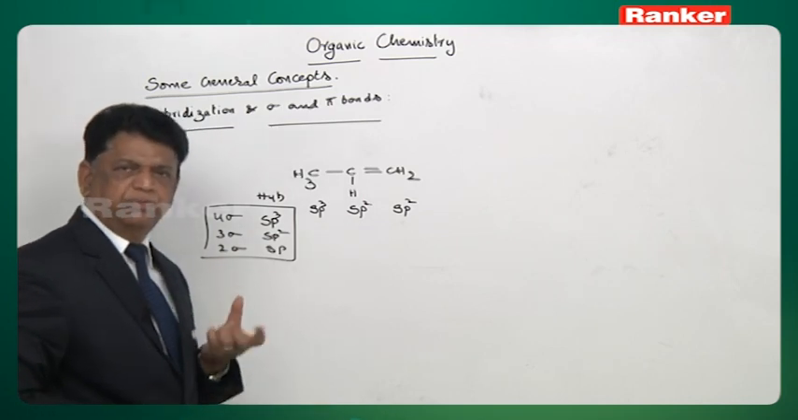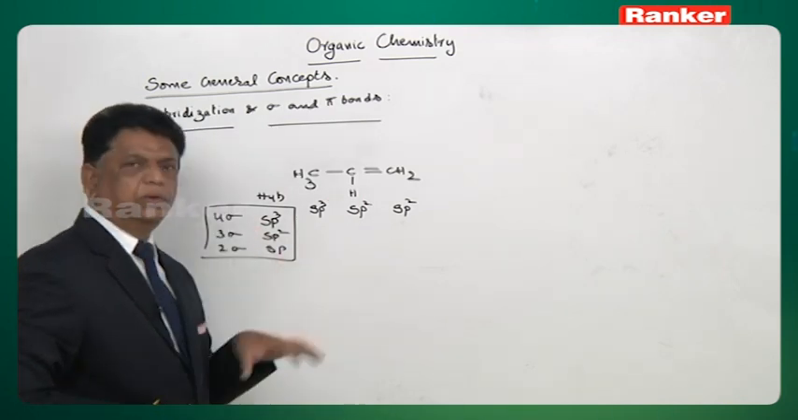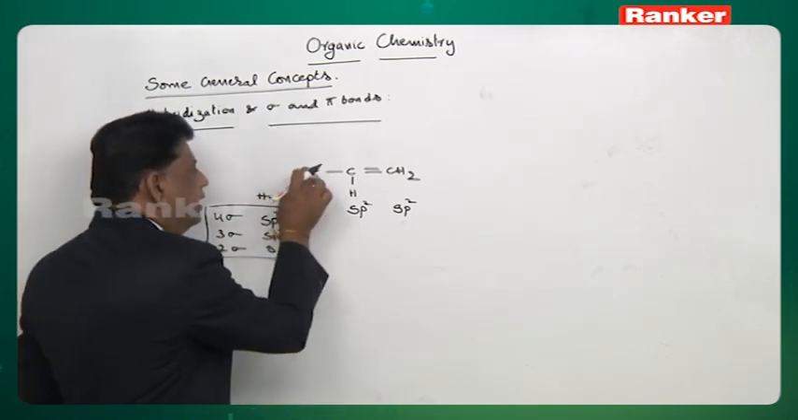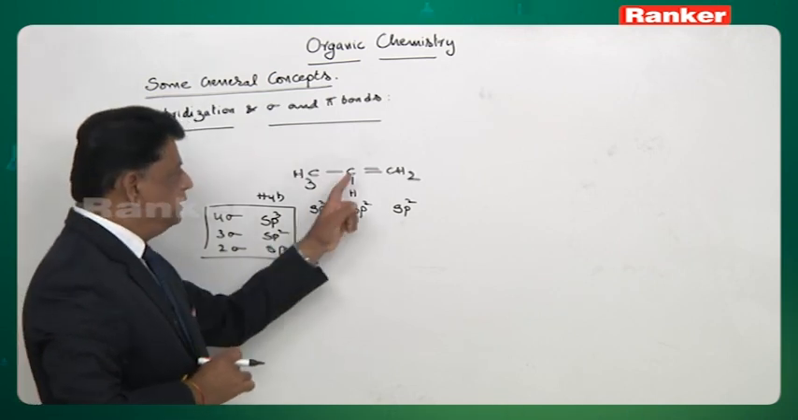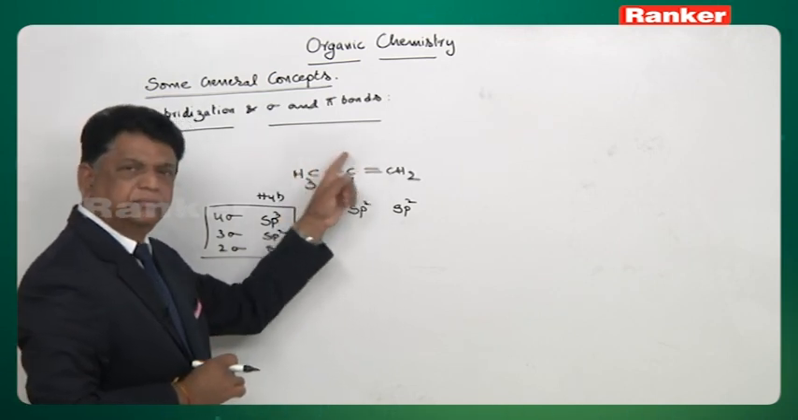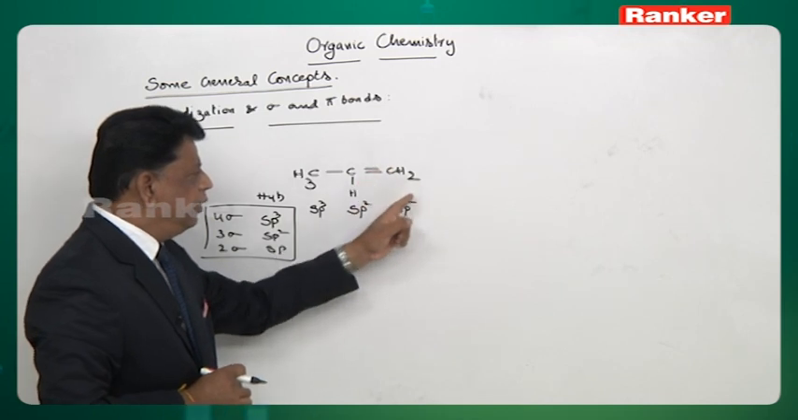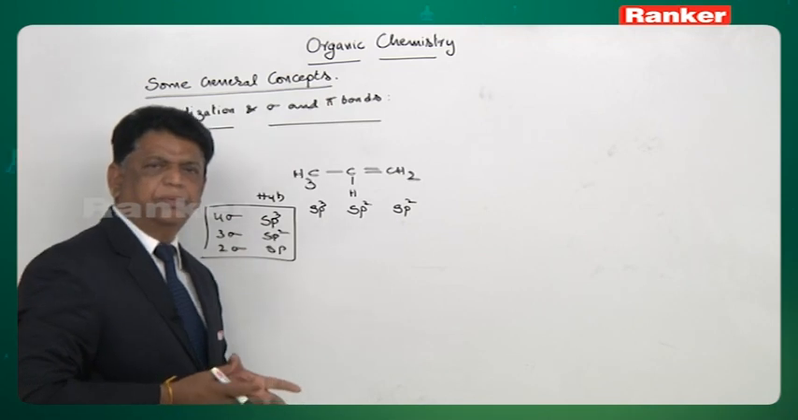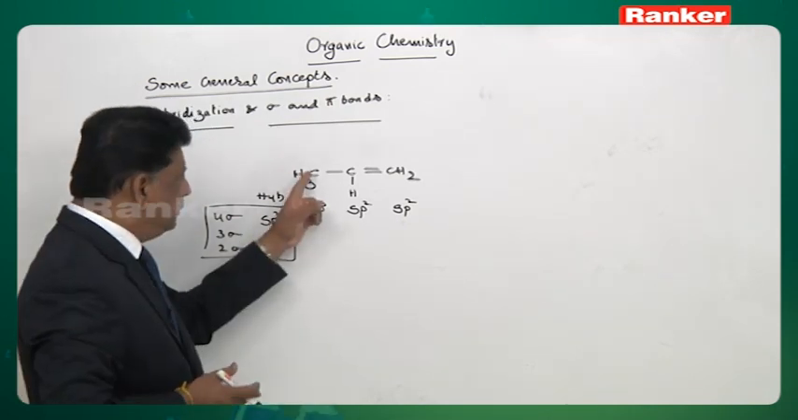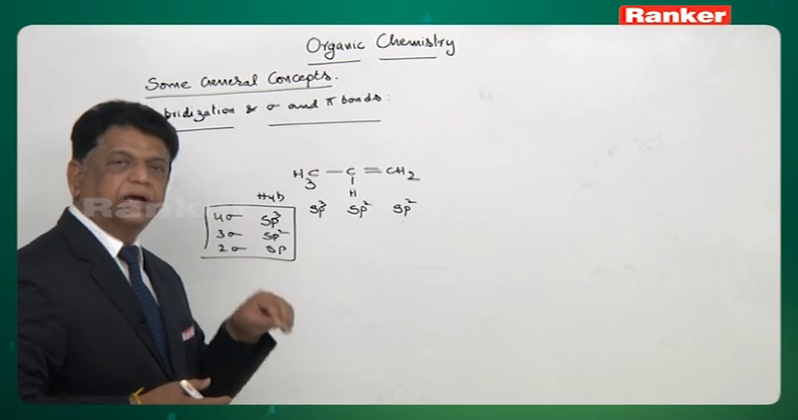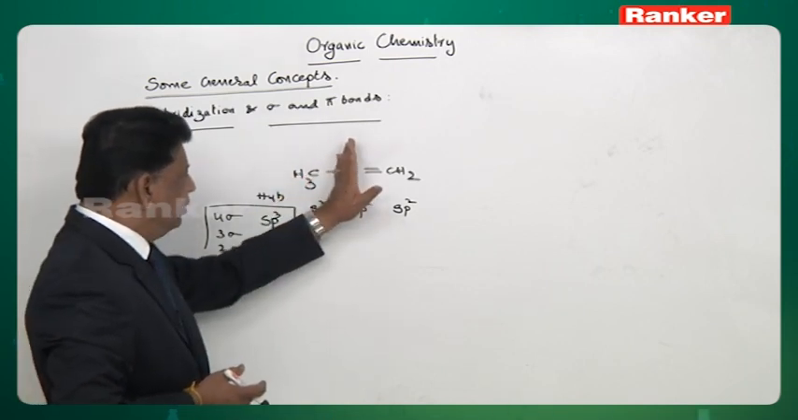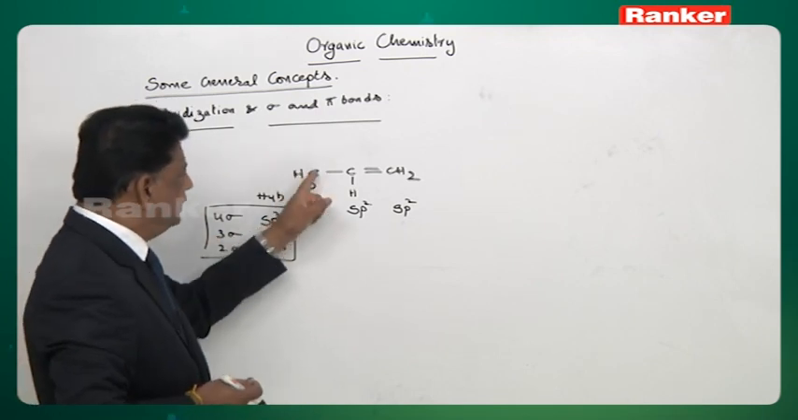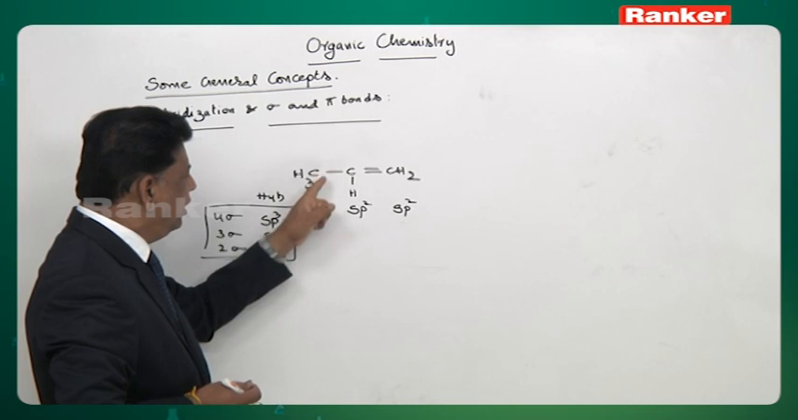What will be the shape of the molecule? The entire molecule's shape you may not exactly be able to say. At this carbon it will have a tetrahedral shape, at this carbon a trigonal planar shape, and at this carbon again a trigonal planar shape. So, the part of the molecule at this particular carbon will be a tetrahedral structure. So, all the bond angles at this carbon will be 109 degrees.